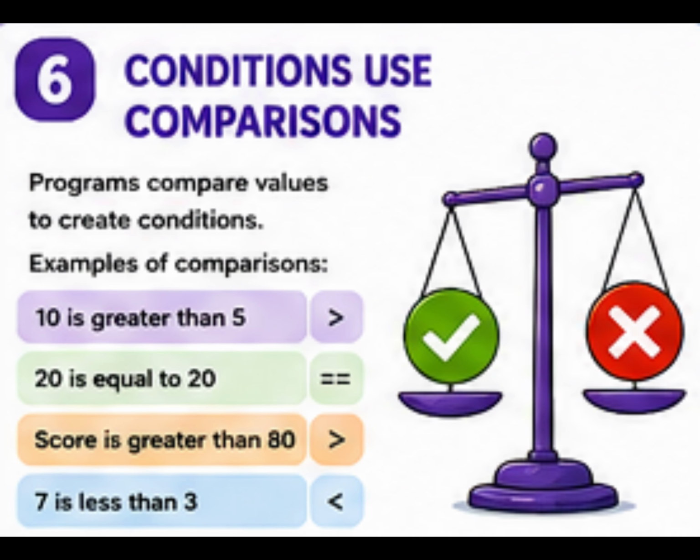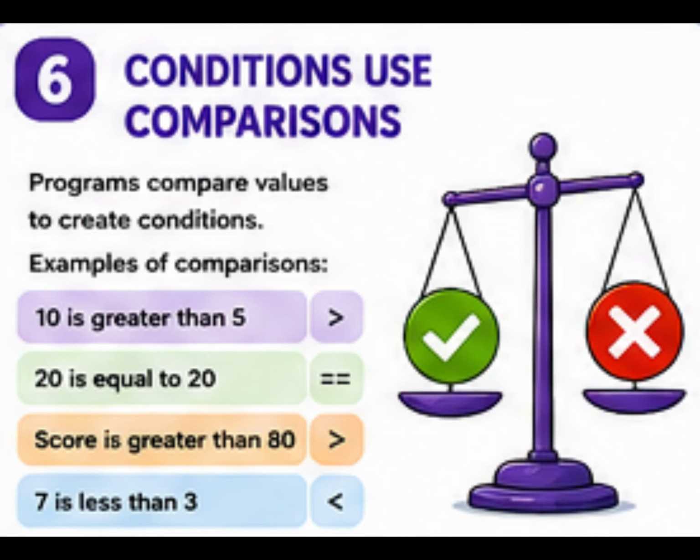Conditions are based on comparisons. A program may compare two numbers, two values, or two pieces of information. For example, it may check whether 10 is greater than 5, whether 20 is equal to 20, or whether a score is greater than 80. Every comparison produces one of two results, true or false.